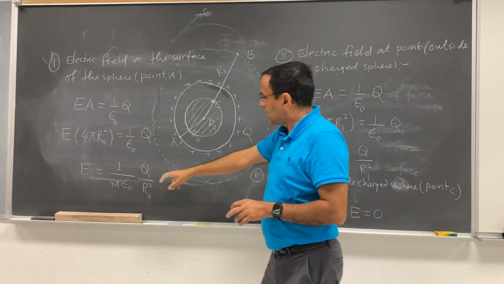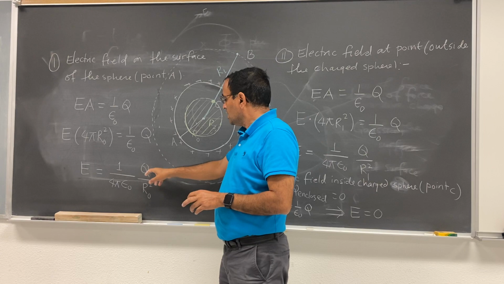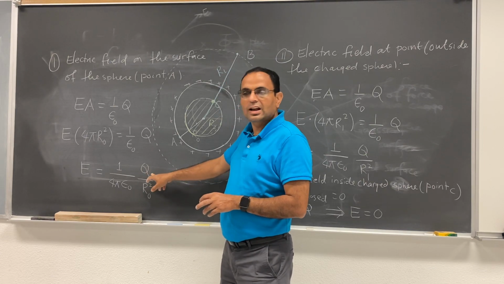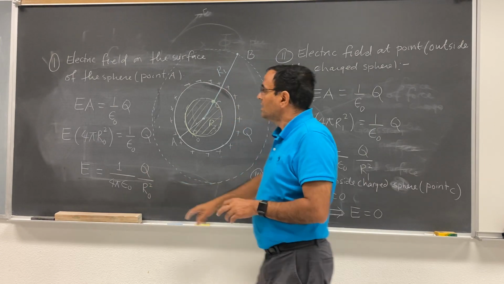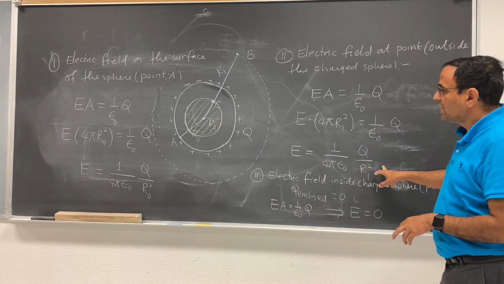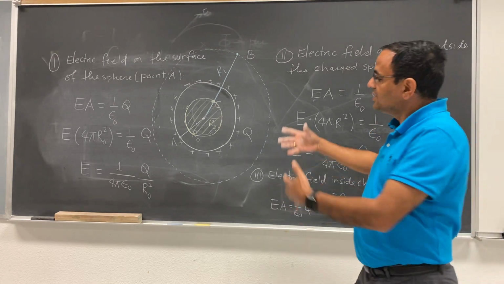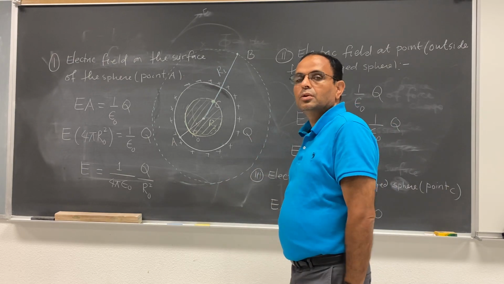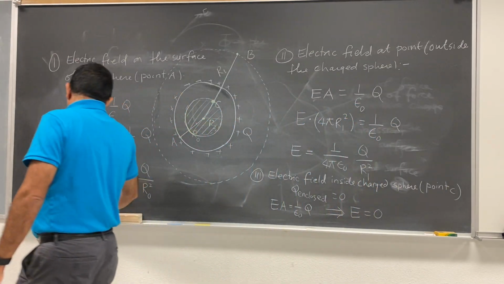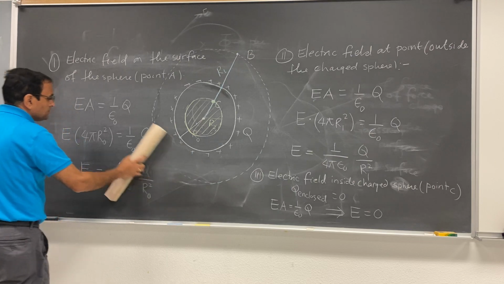On the surface, you have 1 over 4 pi epsilon 0 Q over R0 square, where Q is the enclosed charge. Outside the sphere, you have the formula here, but inside there is no electric field, okay. So this is one example where you can apply Gauss law. There are many. I can give you one more.